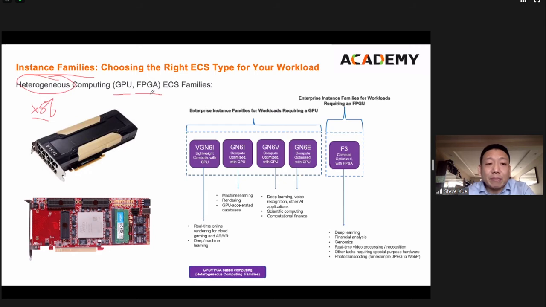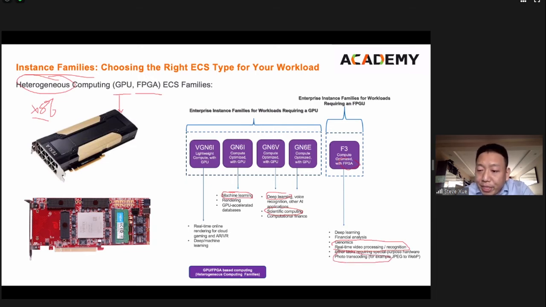But why do we need something besides x86? Because GPU is a very special chipset. It is very good at things like machine learning and AI technology, right? So you can see they can do deep learning and scientific computing very well, very specific computing areas. And if you have an FPGA, we will recommend you use it for something like real-time video processing and recognition, for example photo or picture transcoding, right?